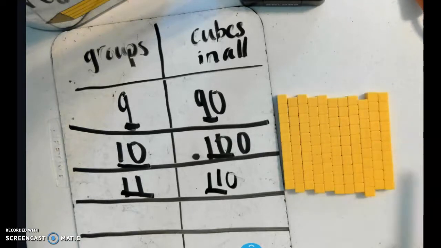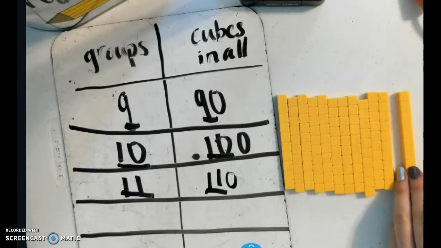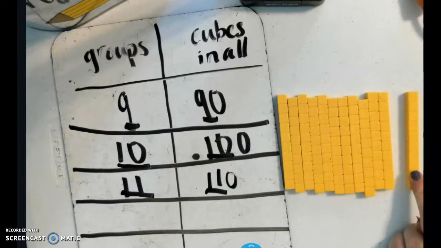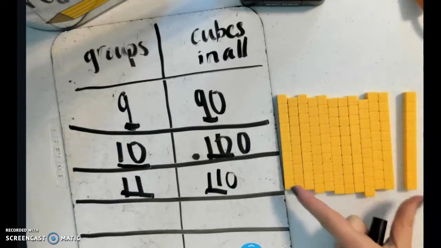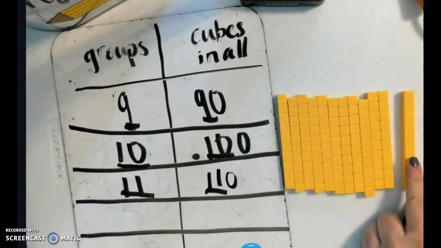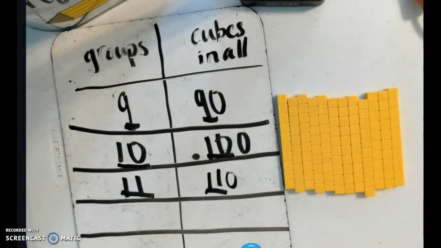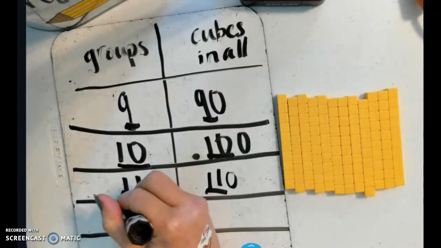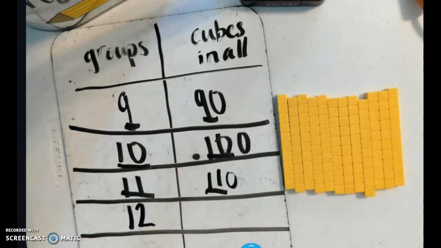Okay. What if I add? Looks like I have a space on my chart for at least one more. What if I add one more group of 10? This was 11 groups of 10. I'm adding one more group of 10. So how many groups is that? 12. And how many cubes in all?